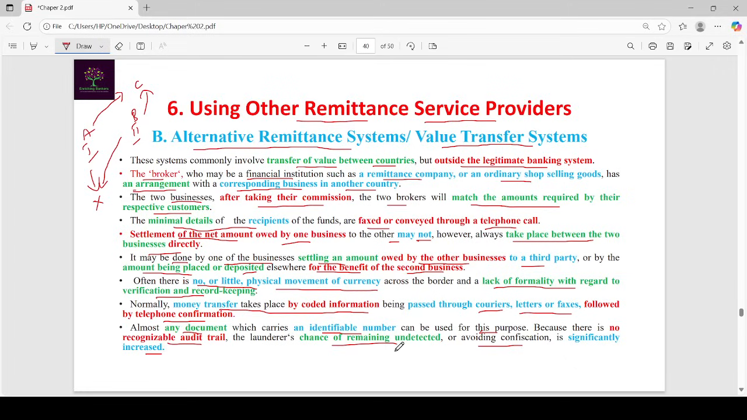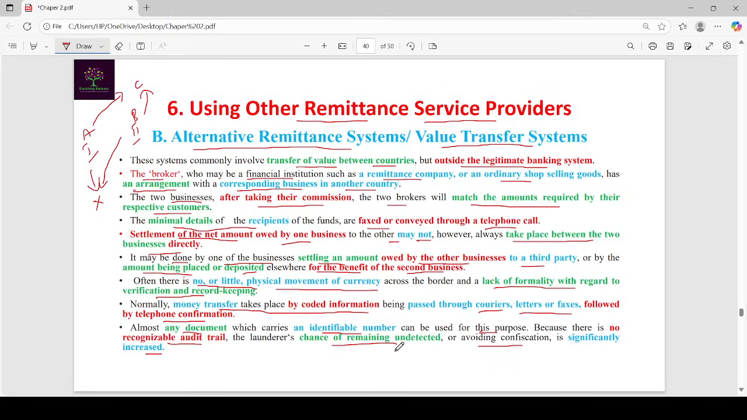So this means the chances of remaining undetected are increased, and also the chances of avoiding seizure are increased. So they will not be seized and they will not be detected. The amount will not be seized and these money launderers will not be detected. So these chances are high in this method.